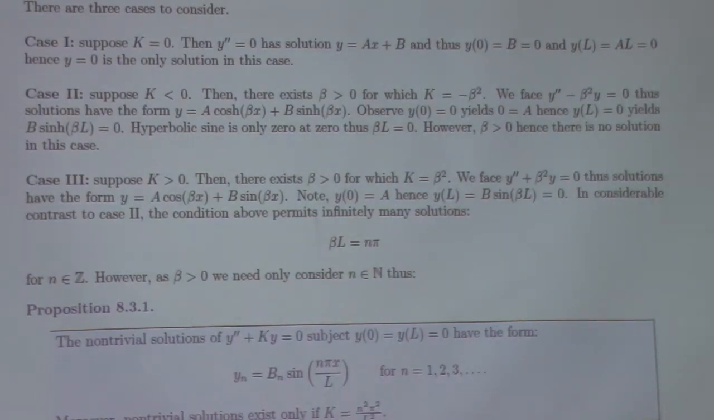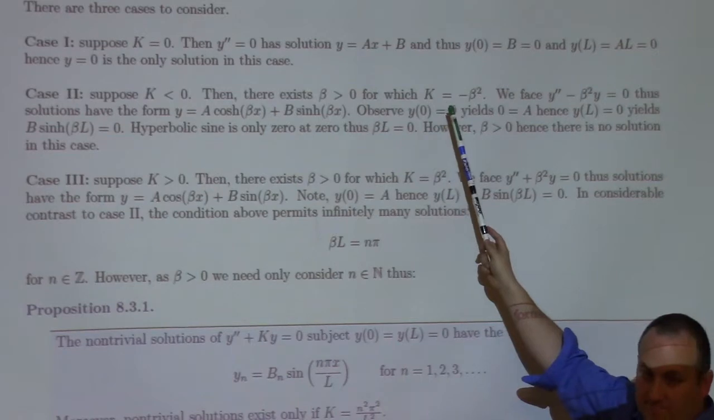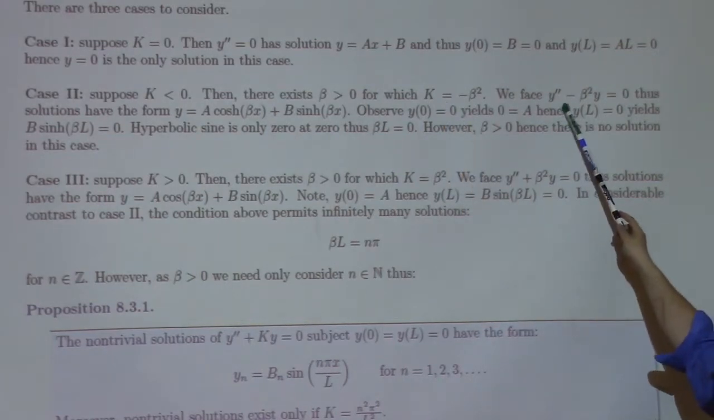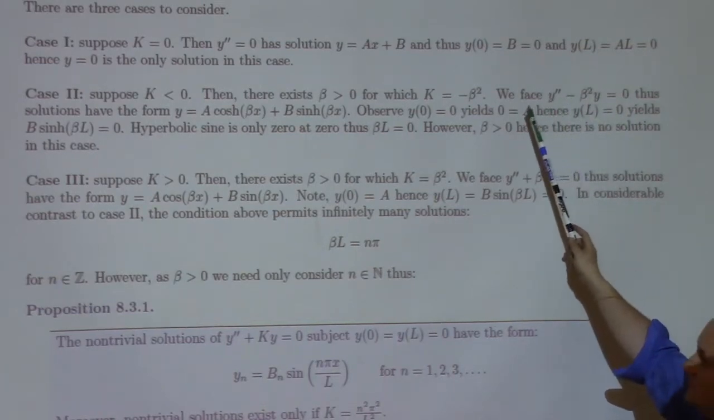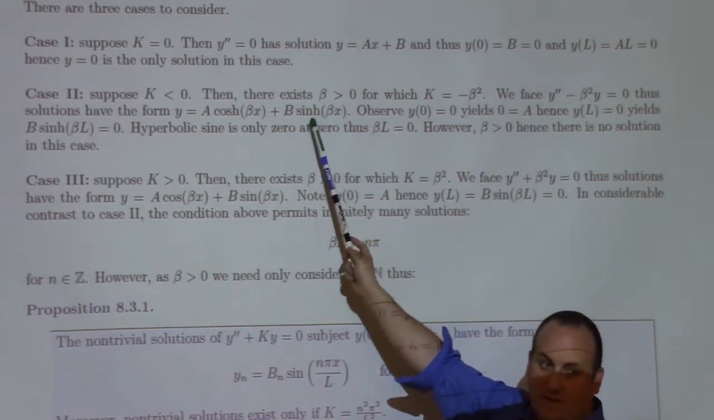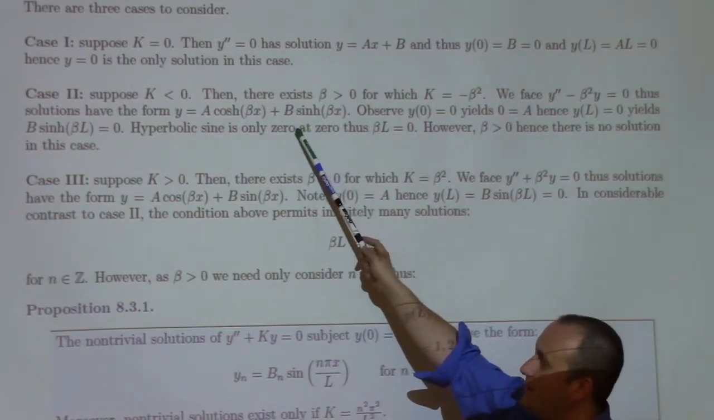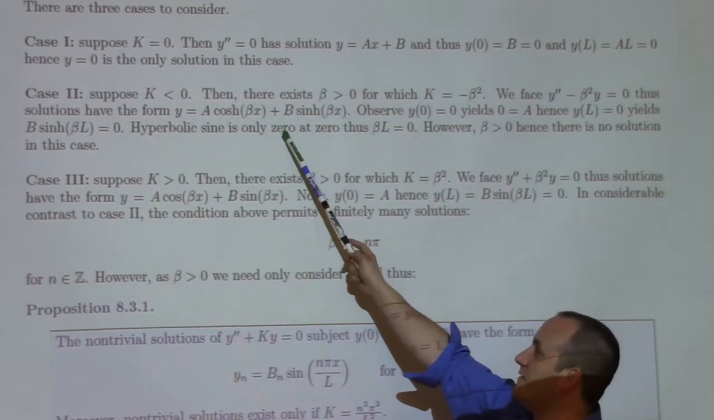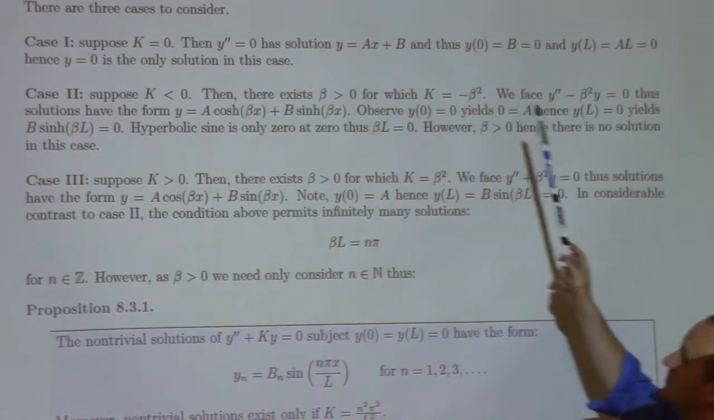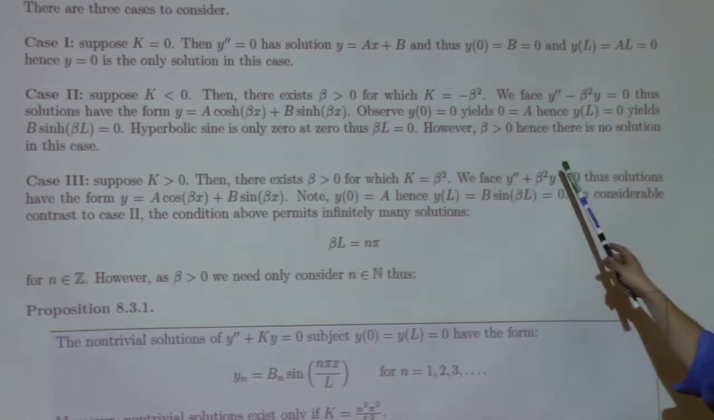Okay. Case 2, if k is less than 0, that means you can find a beta such that k is equal to minus beta squared. Then you've got this differential equation, y prime prime minus beta squared y equal to 0. The solutions to that are cosh beta x and sinh beta x, using that characteristic equation we talked about earlier. You get lambda equals plus or minus beta. So it turns out that this is the solution. We actually did that, I think, with beta equal to 1.